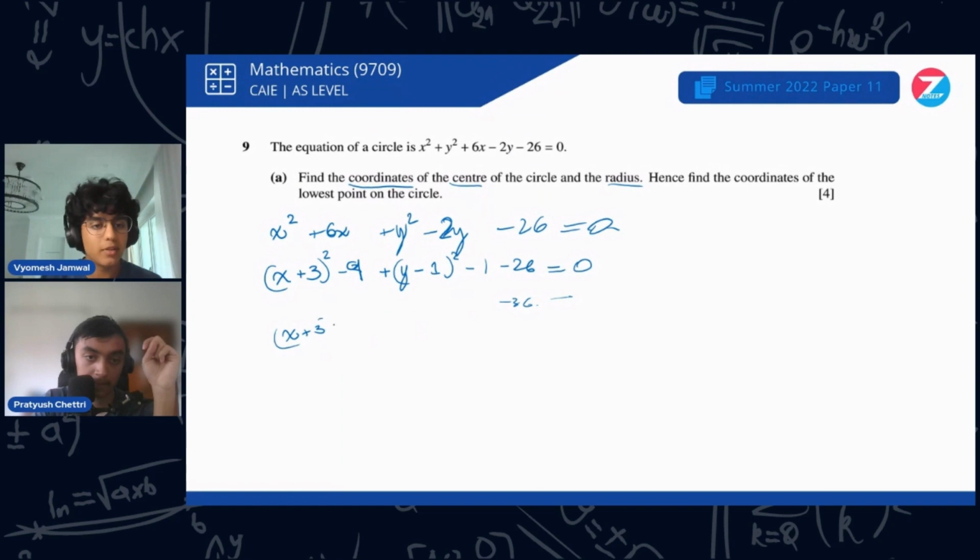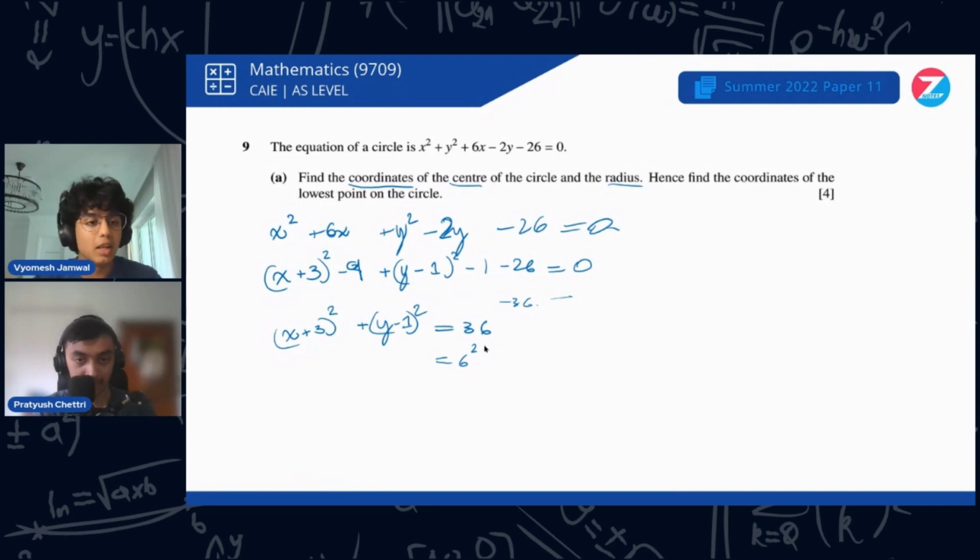And so it'll be (x plus 3) squared plus (y minus 1) squared equal to 36, or we could write it as 6 squared. So in this case, the radius is going to be 6 and the center is going to be (minus 3, 1).